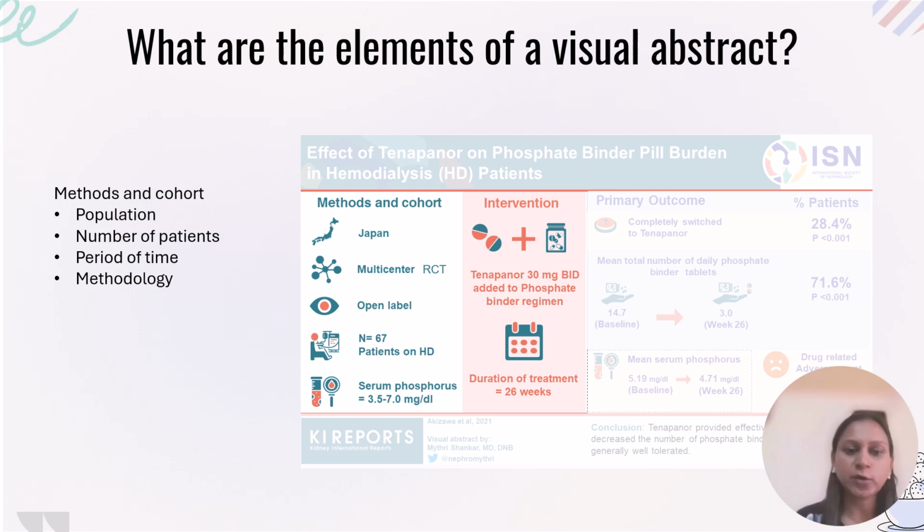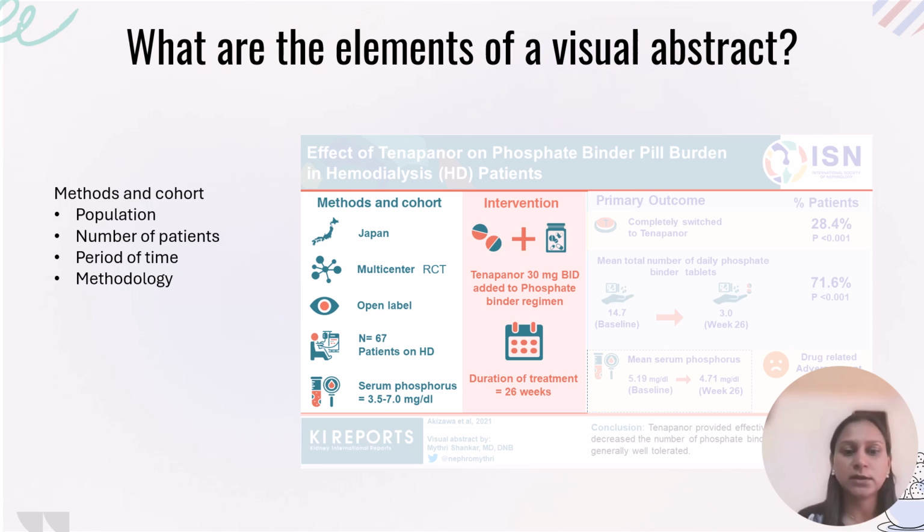Next, we have the methodology section. So in the methods section, you should have minimum information, that is about the population which is being studied, the number of patients being studied, the period of time of study, and the methodology, whether it is a cross-sectional study or randomized controlled study or a retrospective study or a prospective cohort study.